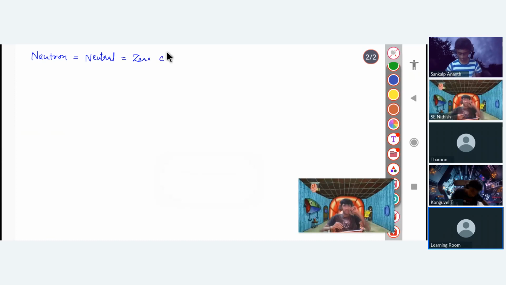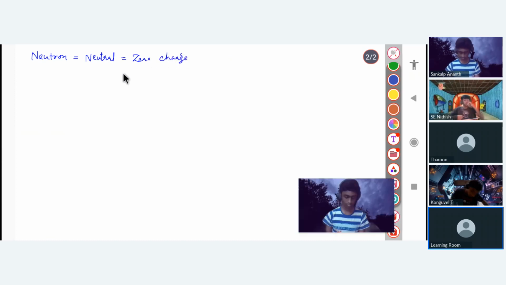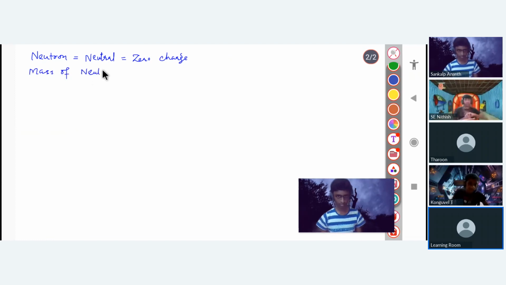So it has zero charge, but it has mass. What is the mass of neutron? It is same as that of proton, but slightly greater than that.